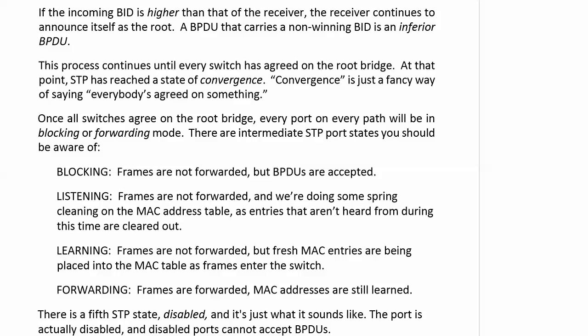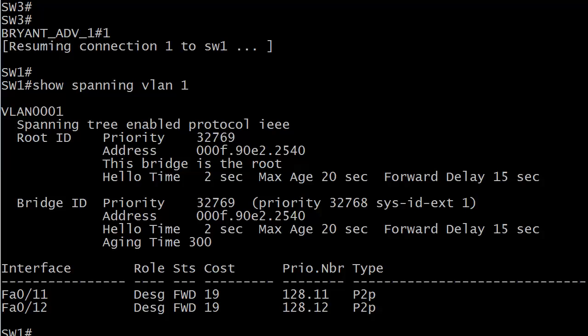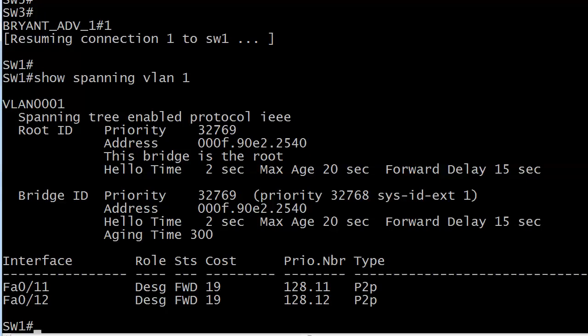Now, once all switches agree on who the root is, every port on every path is going to be in one of two modes: blocking, BLK, or forwarding, FWD. Here we have convergence with this router, and you can see under status, right next to that cost, is FWD for forwarding. We're coming up on labs where we go over all of this, but I like to show it live as we go along as well. So we're expecting to see FWD or BLK there. If we see LIS or LRN, then STP has not converged yet.